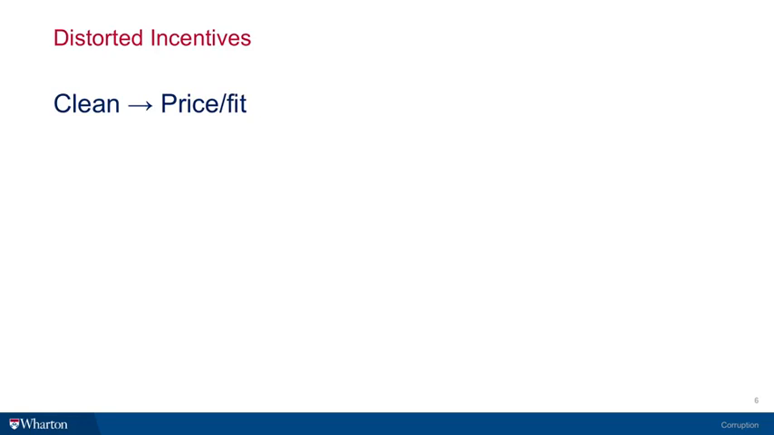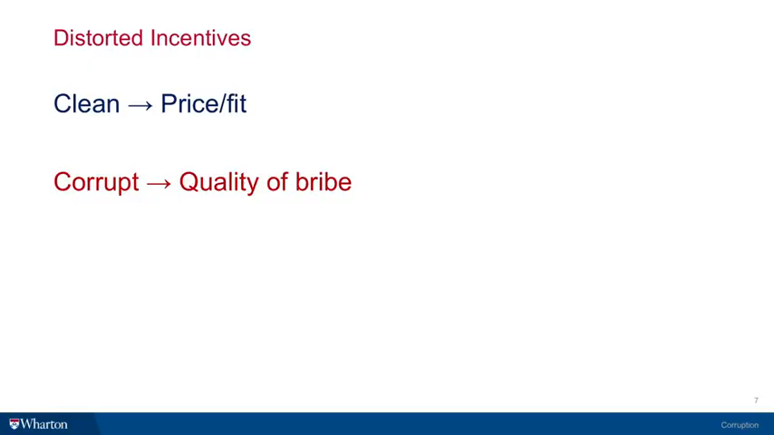Now, in a clean system, the incentive for making a decision is price and fit. And that's the beauty of a market. The beauty of a market is decision makers are making their decision based on price and fit. But in a corrupt system, a decision maker makes their decision based on the quality of a bribe.